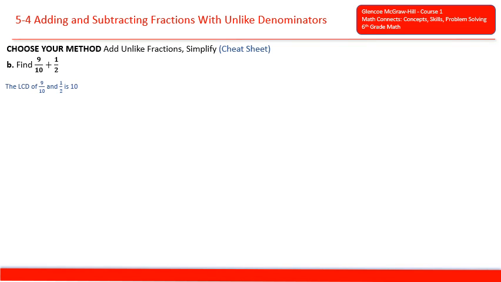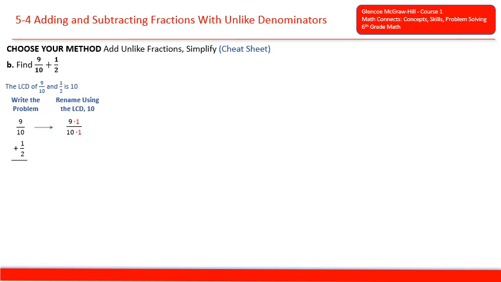9/10 plus 1/2. The least common denominator of 9/10 and 1/2 is 10, and that's because 10 is a multiple of 2, so it's going to be the least common multiple. And remember, the least common denominator is the least common multiple in the denominator. So write the problem. We have 9/10 plus 1/2. 9/10 is going to be fine.